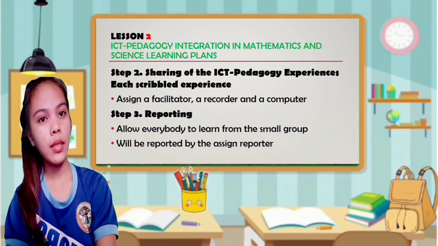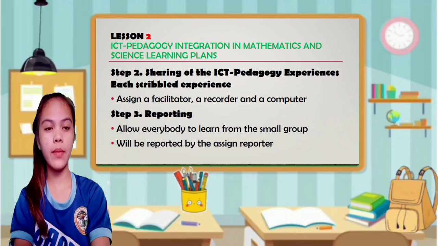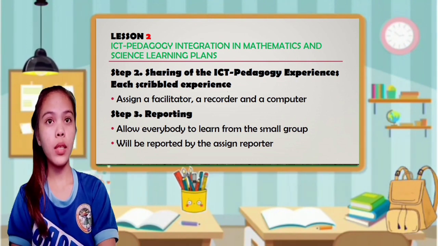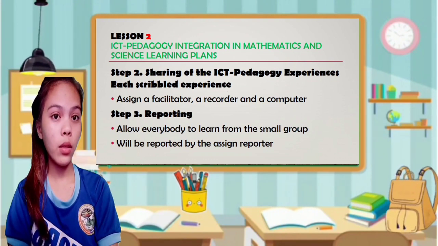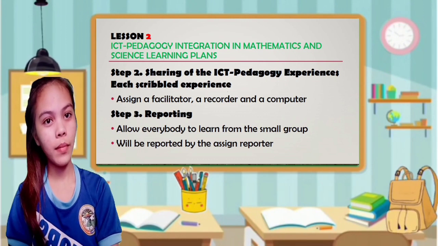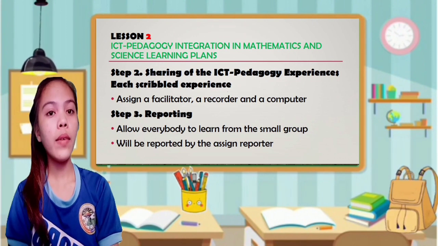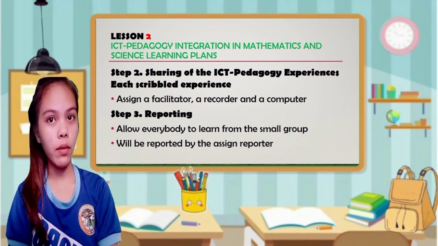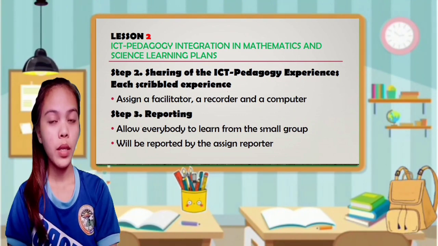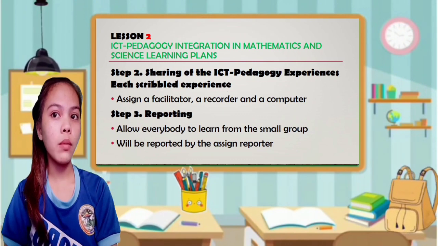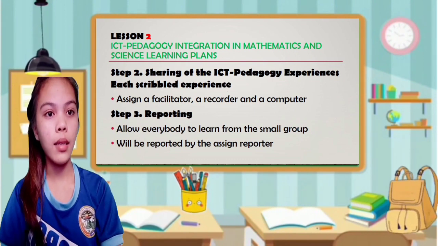Now, let us proceed to step 2, which is the sharing of the ICT-pedagogy experiences. With 3 members in a group, each will share their scribed experiences. In a group, there should be a facilitator, a recorder, and a reporter. And the last step, step 3, is the reporting. To allow everybody in the class to learn from the small group sharing, the gist of the group sharing will be reported to the whole class by the assigned reporter. For the reporting to happen, the reporter must report their topic well so that the whole class will understand them.